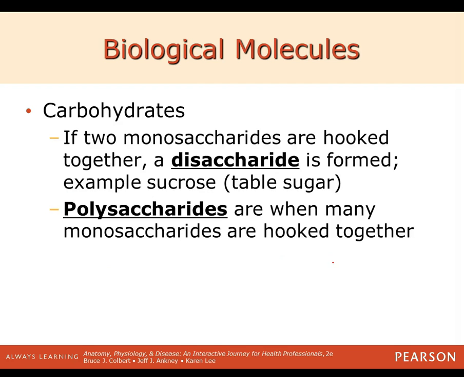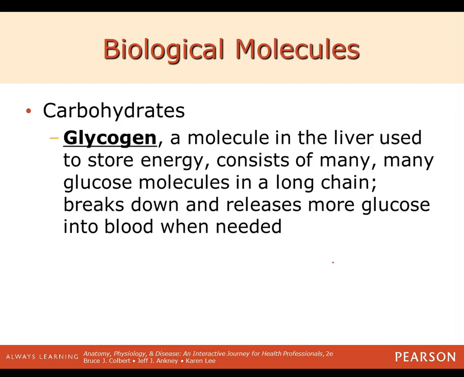Now, if 2 monosaccharides are hooked together, it's called a disaccharide. Di meaning 2. An example of a disaccharide is sucrose, which is table sugar. Polysaccharides mean many sugars hooked together. So we hook many monosaccharides together, and we get a polysaccharide.